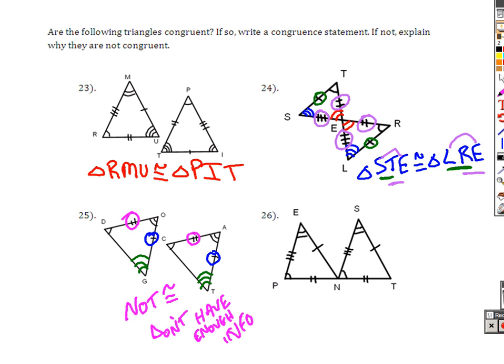Okay, last one here. Very similar again. We have 2 angles. We can say the third one has to be congruent as well by the third angle theorem. So also looking at the sides, we have 3 pairs of congruent sides. So we should be in very good shape, and in fact we are. So we can name it. I'm going to name the first one PEN, triangle PEN. So I went from 1 to 2 to 3. I need to do the same over here: N, S, T. PEN, N, S, T.